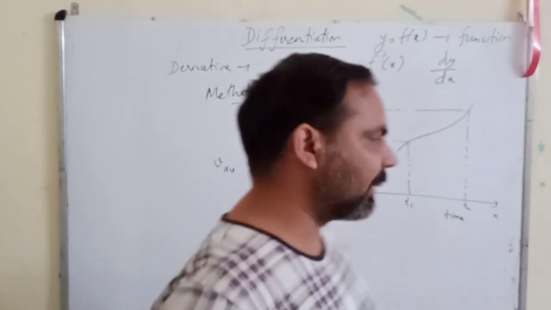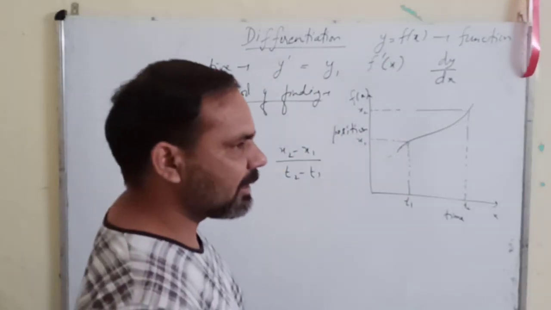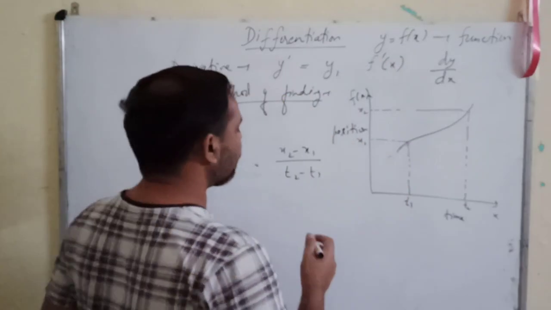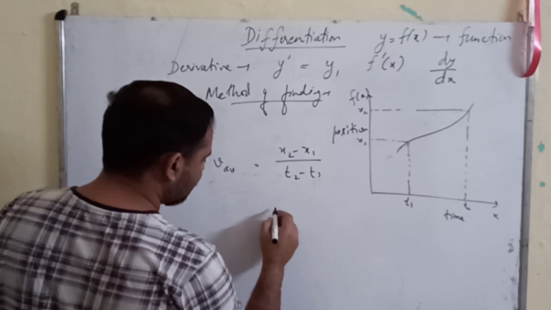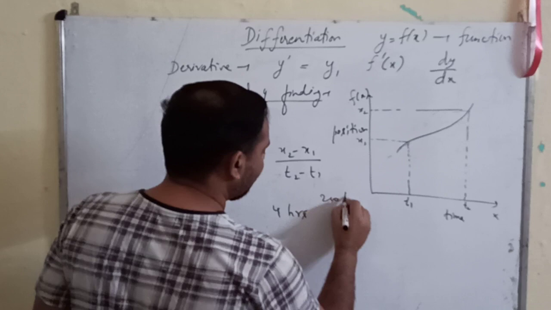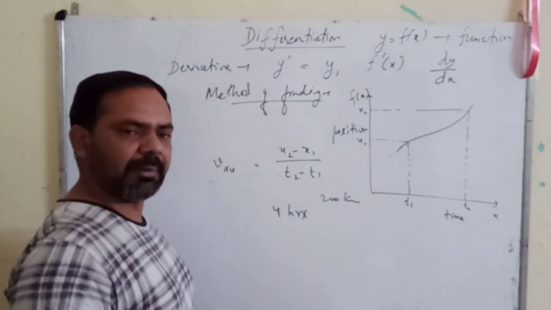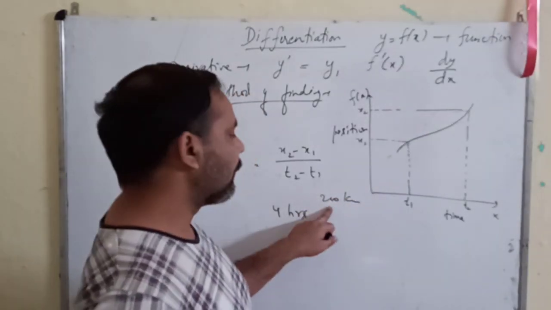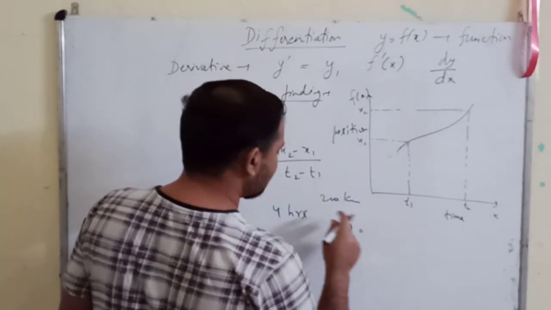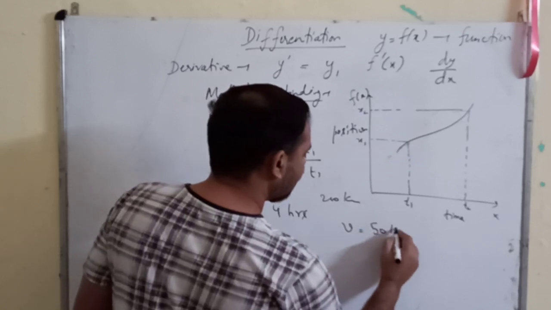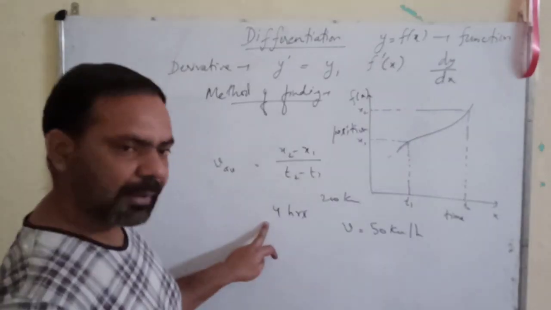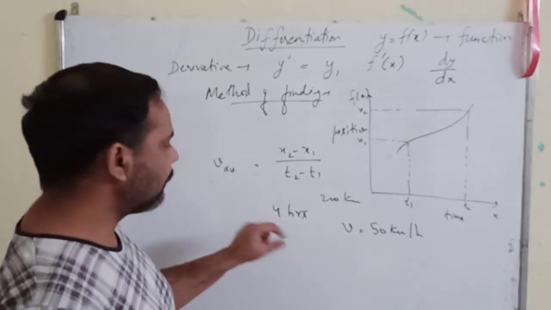Average velocity means that the car started from Pilani and reached Delhi. Suppose it took 4 hours, and let us suppose that the distance is 200 kilometers. The car traveled the 200 kilometer distance from Pilani to Delhi in 4 hours. So it means that the velocity is 50 kilometers per hour. Correct? So 50 kilometers per hour is the velocity.